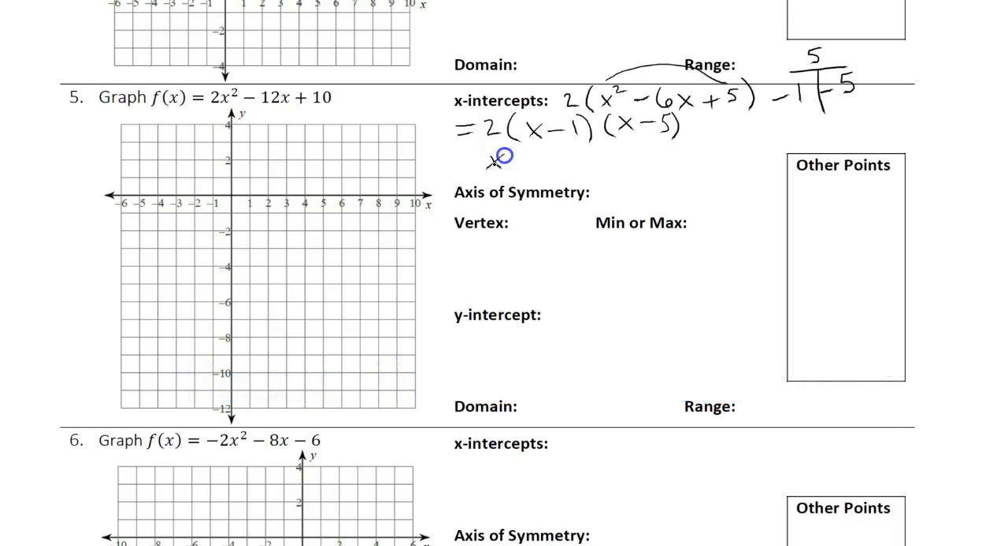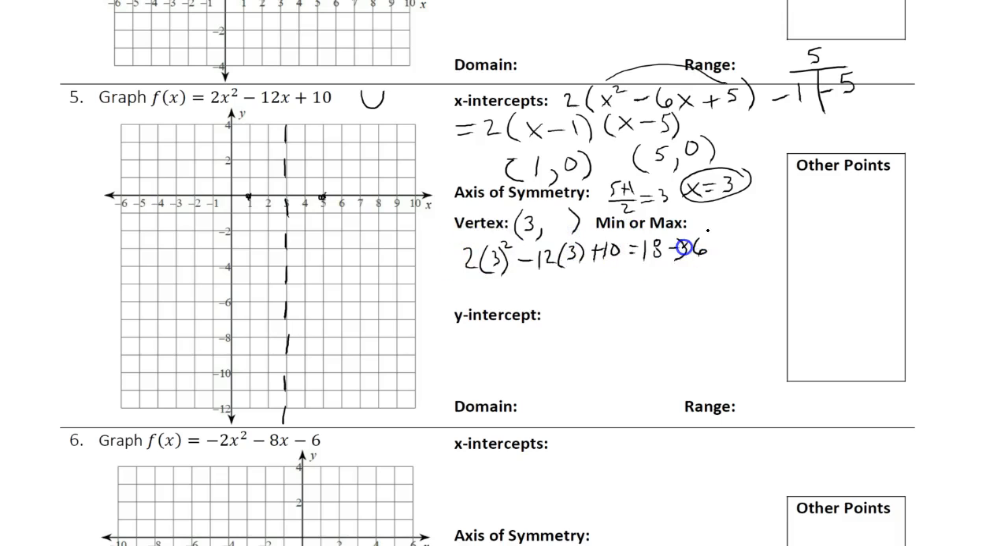Now that you have tried it, check your work. The x-intercepts are (1, 0) and (5, 0). The axis of symmetry is x equals 3. Plug in x equals 3 to find the vertex. The vertex is (3, -8). The minimum is y equals -8. The y-intercept is (0, 10).